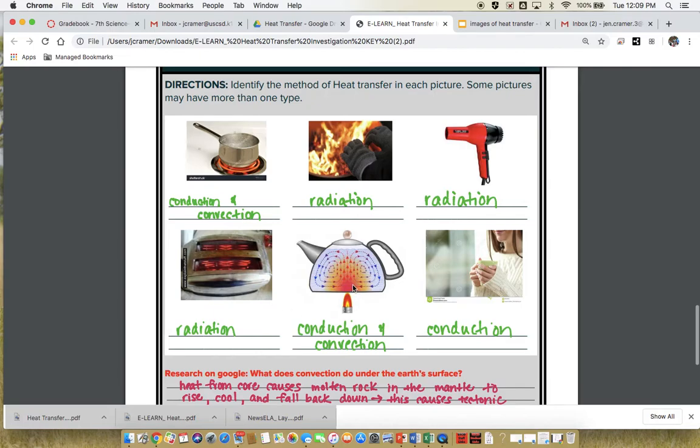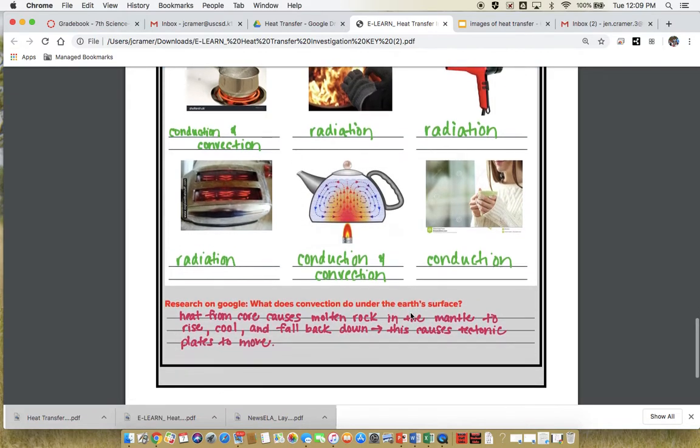Here's a tea kettle example again with those convection currents drawn in. And then conduction. This girl is holding a hot cup of tea, and that's a direct contact, so it's conduction. The last question here was asking you about where you might research convection under the Earth's surface happening.